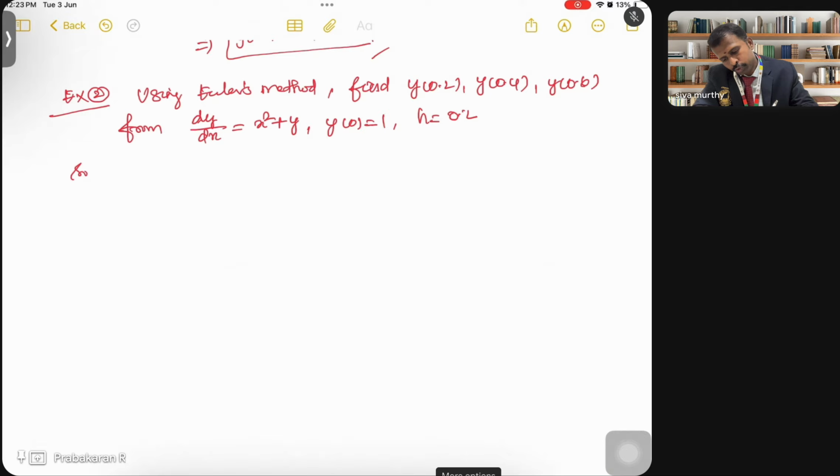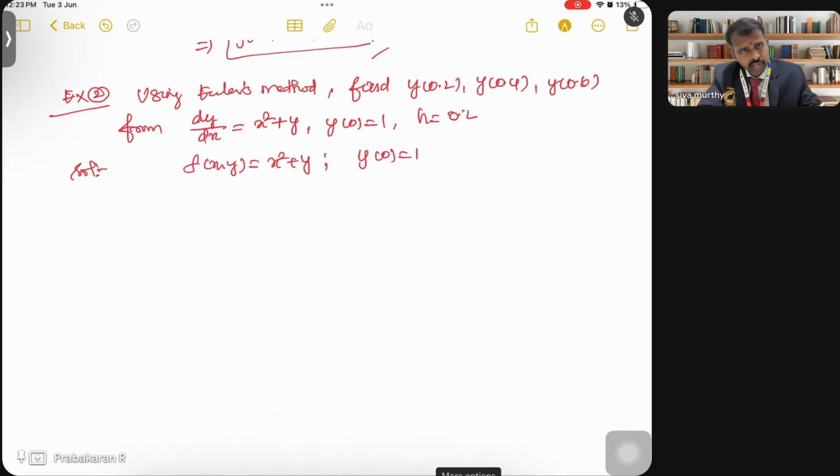Now, solution, given dy by dx is a function, right? So here we will take f of x comma y equal to x square plus y. Then initial value y of 0 equal to 1, right? Dear students, all understand this problem? Yes, good. So x0 equal to 0 and y0 equal to 1, and h equal to 0.2, because this value is x0 and this value is y0, right?